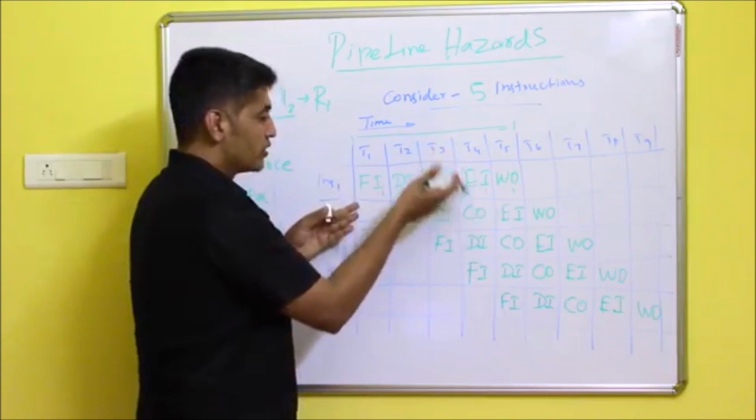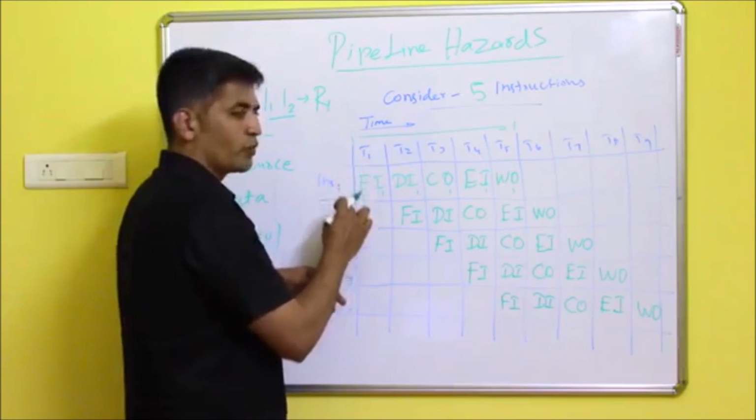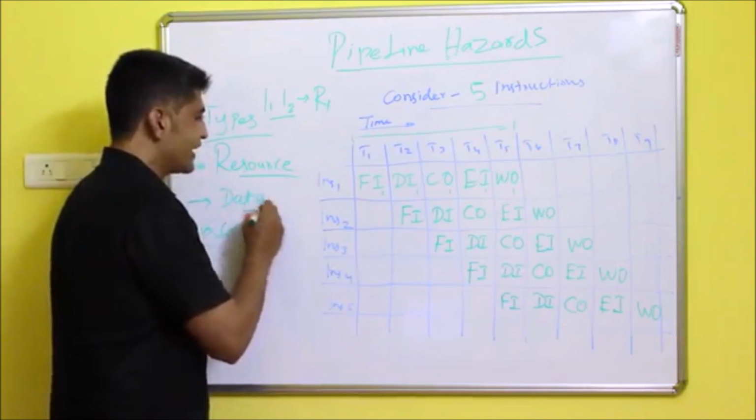So this is the resource access complexity between instruction 1 and 2. This is called resource hazard. And the second one is the data hazard.